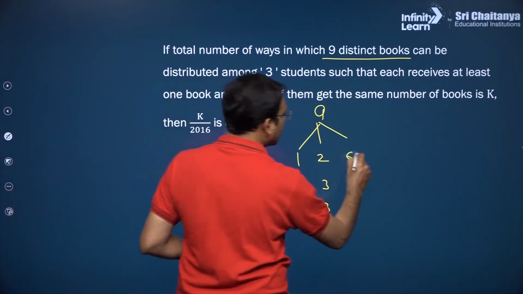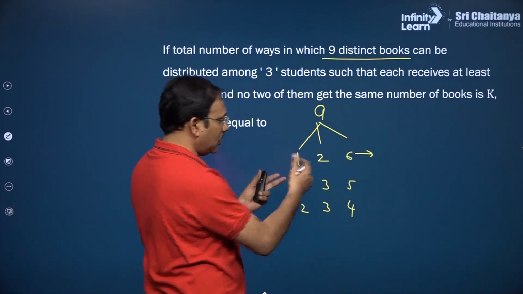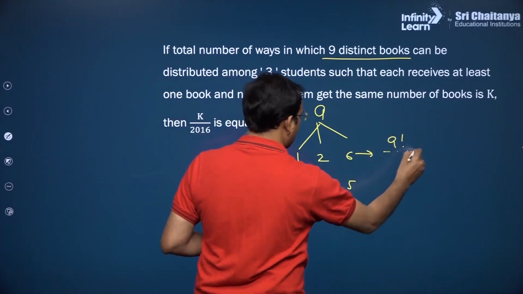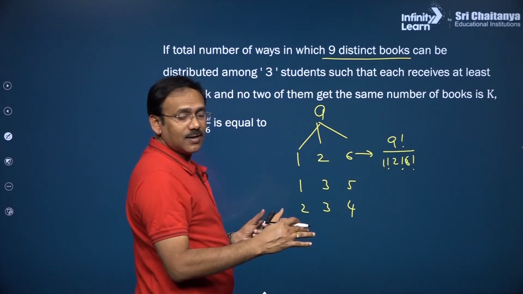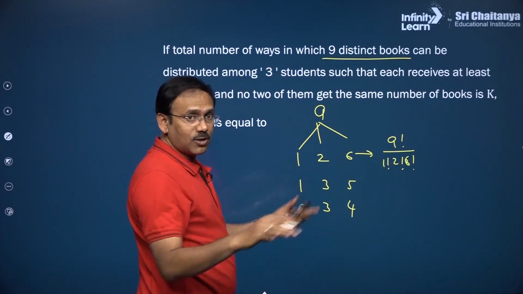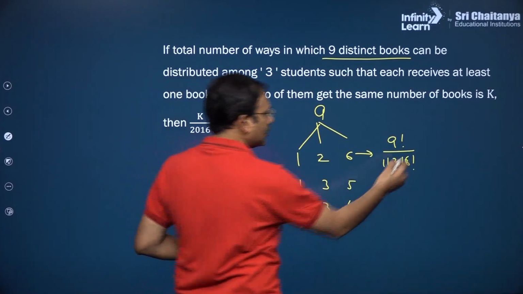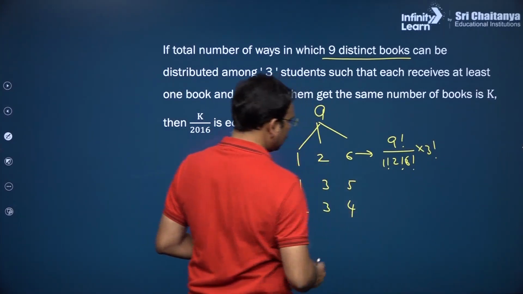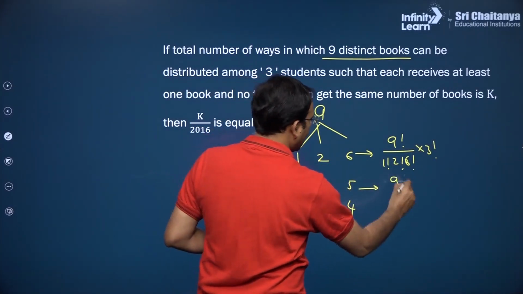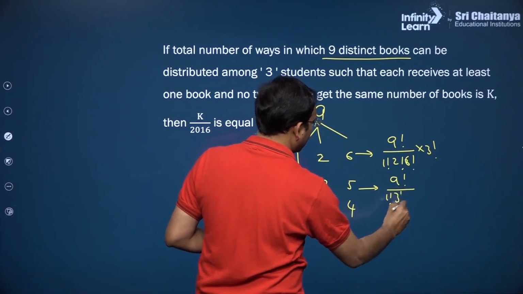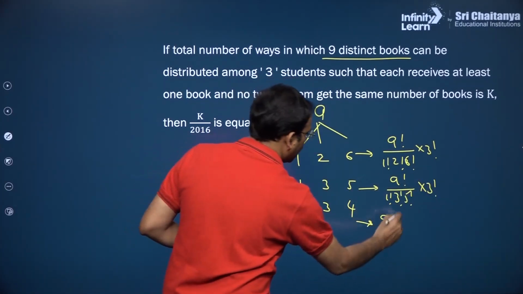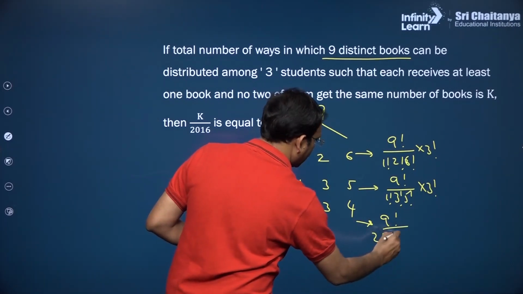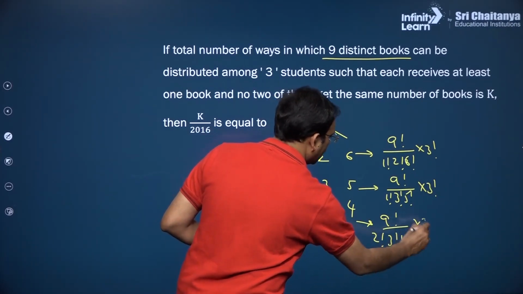So, in this case, first divide 9 different books into 3 groups, having 9 factorial by 1 factorial into 2 factorial into 6 factorial. These 3 groups are to be distributed to 3 children. Children are different, so into 3 factorial. Here also in the same way, 9 factorial by 1 factorial into 3 factorial into 5 factorial into 3 factorial. Here also 9 factorial by 2 factorial into 3 factorial into 4 factorial into 3 factorial.